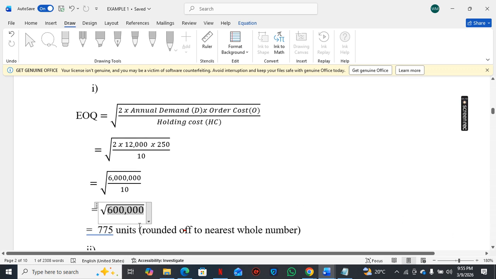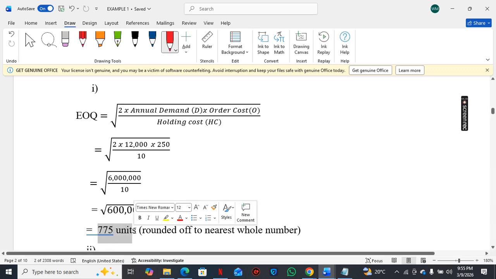775 units. So what this is telling us in simple words is that each time we order, we're going to be ordering 775 units. Because when we order 775 units, we minimize our ordering and holding costs. Any question?